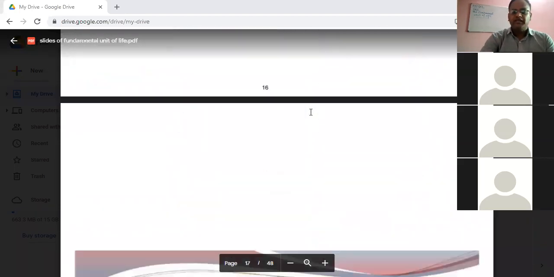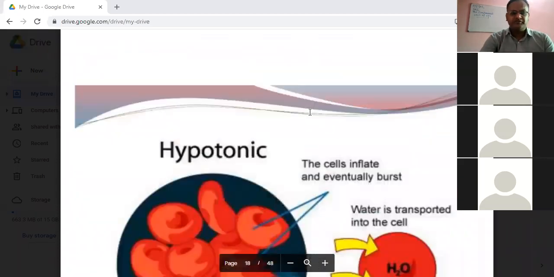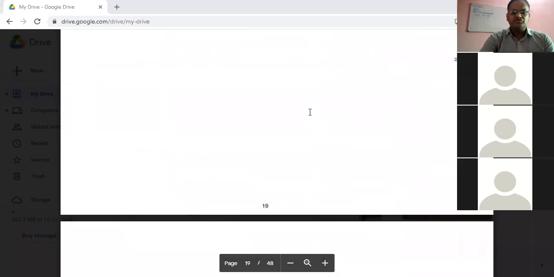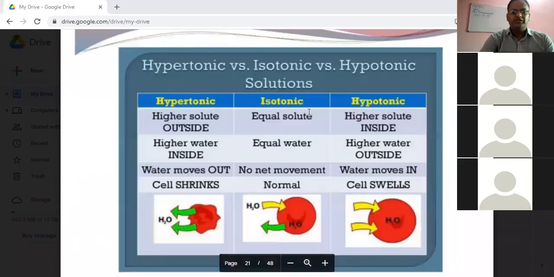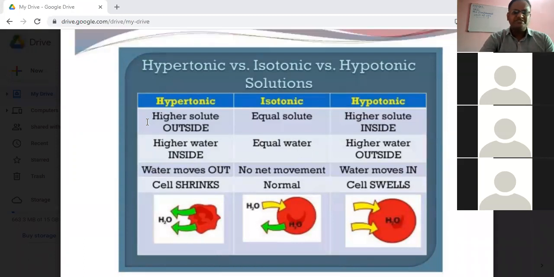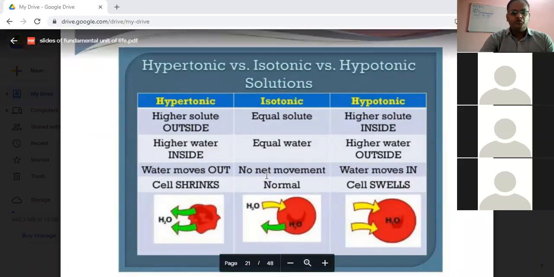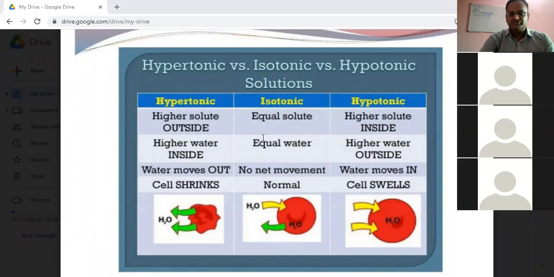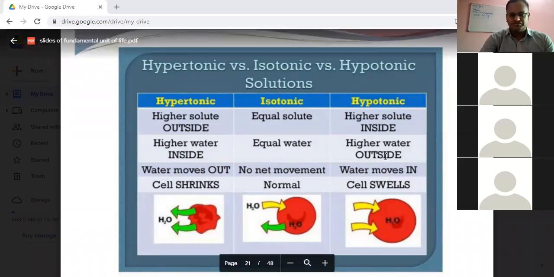Now, summing up the three types of solution, as I told you in class also, sometimes a differentiating question comes between the three solutions: hypertonic versus isotonic and hypotonic. In hypertonic, higher solute outside, that means the water concentration is less outside, or we can say higher water inside and higher solute outside, and that is why the water moves out. Isotonic, no net movement, because the concentration is the same. And hypotonic, water moves in. Why? Because there is higher water outside. Is it clear to all the students?